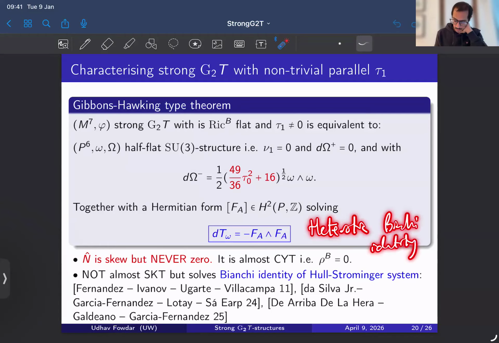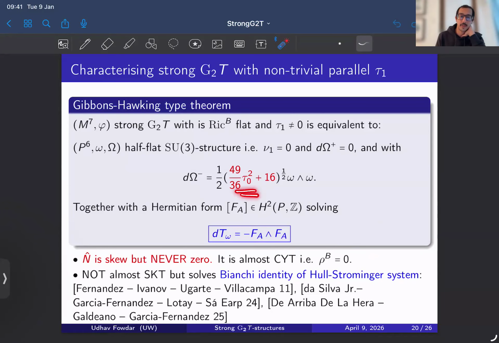This is what you end up getting when you do the dimensional reduction. But again, you notice that this manifold can never be complex. Notice that the Nijenhuis tensor is always skew-symmetric, but never zero. But in fact, you can check that the Bismut Ricci form does vanish.